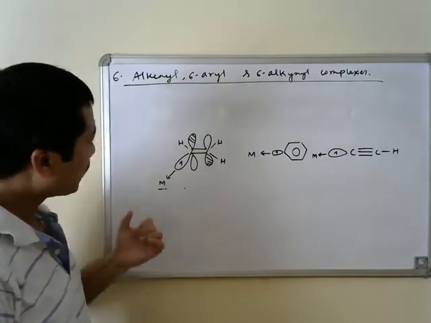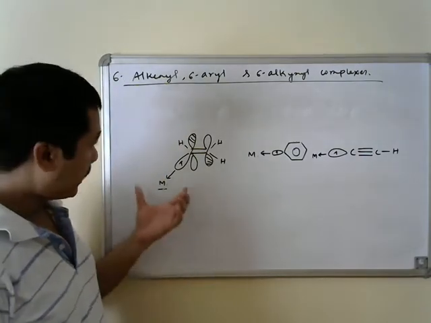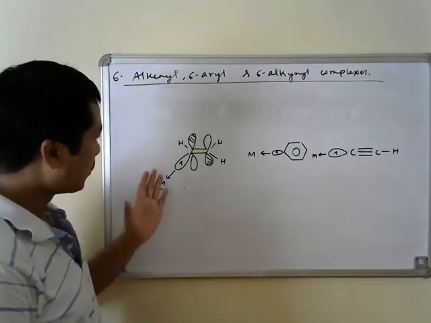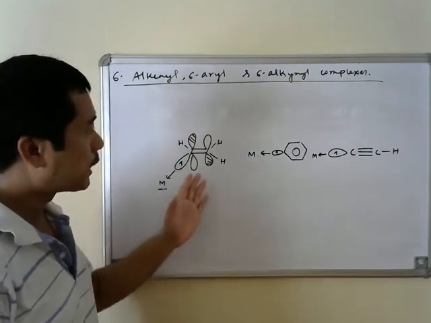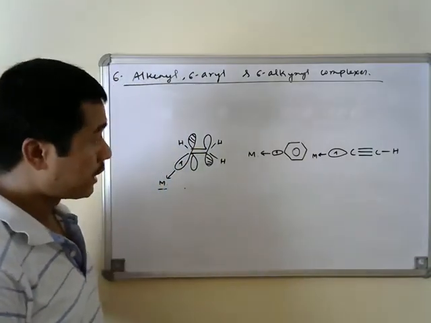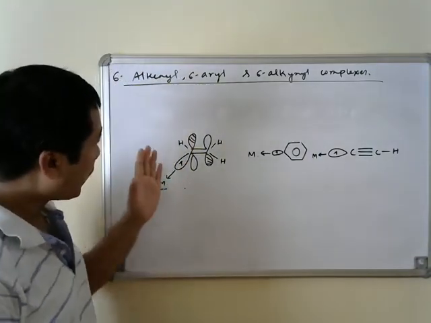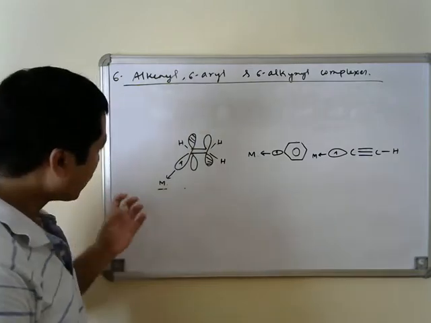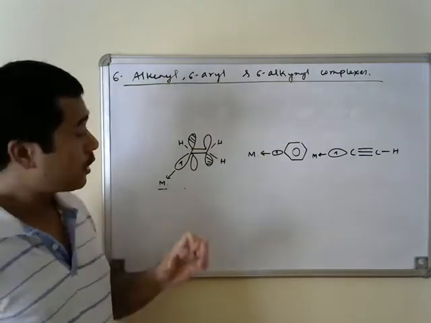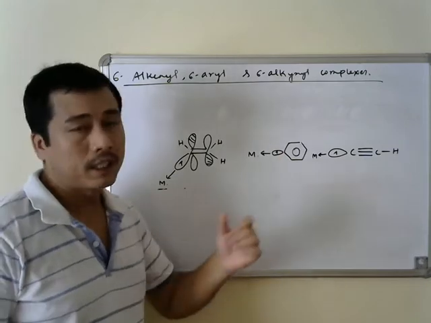So apart from the sigma bonding interaction, which is formed by the filled sp2 hybridized orbital in this case and a filled sp hybridized orbital in this case, there is a possibility that metals can donate electrons to the pi star molecular orbitals present in this ligand.